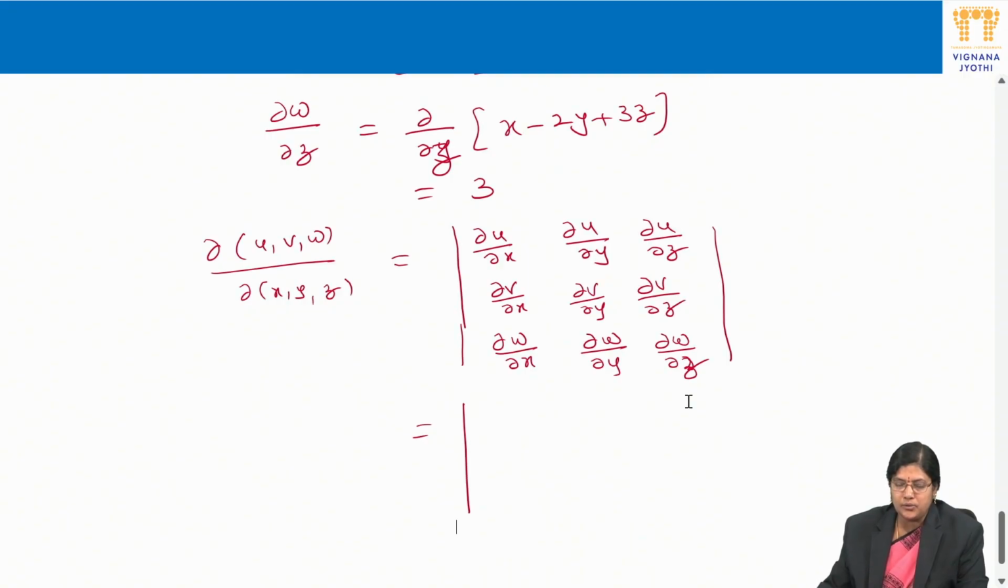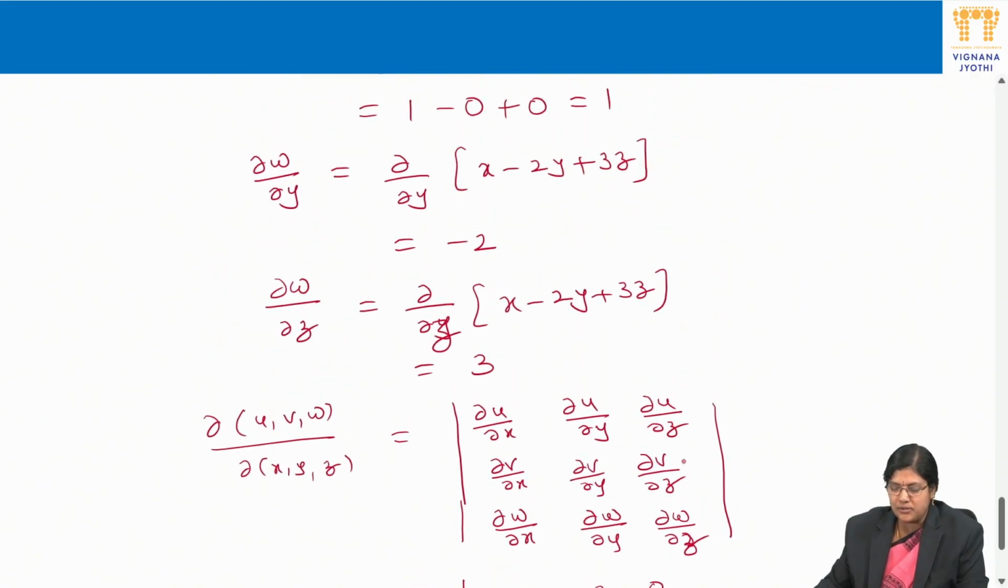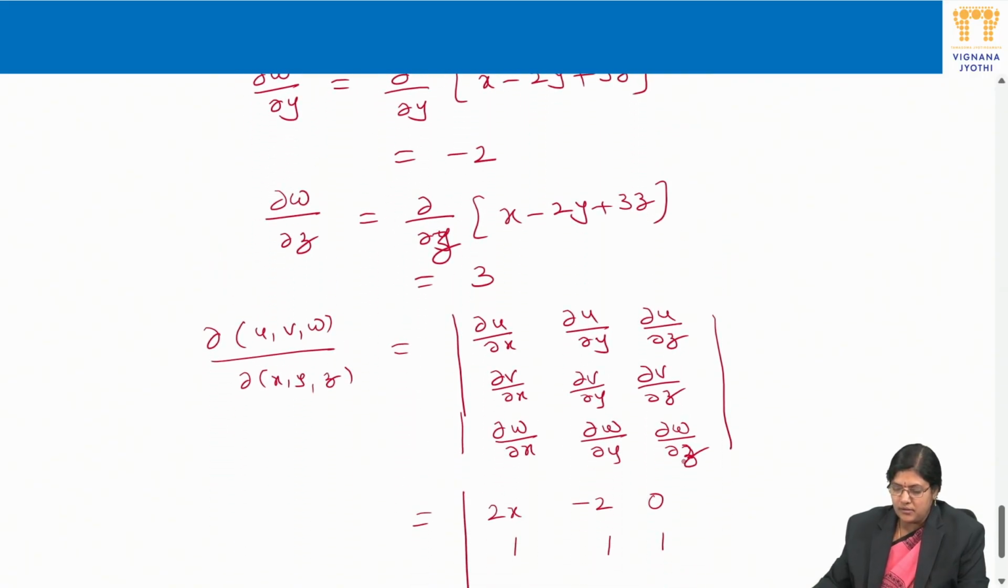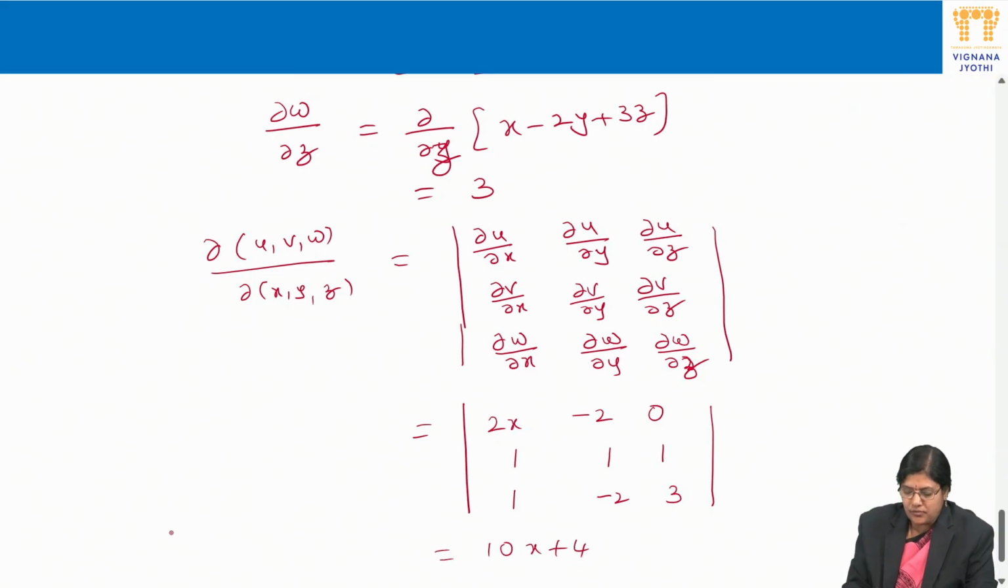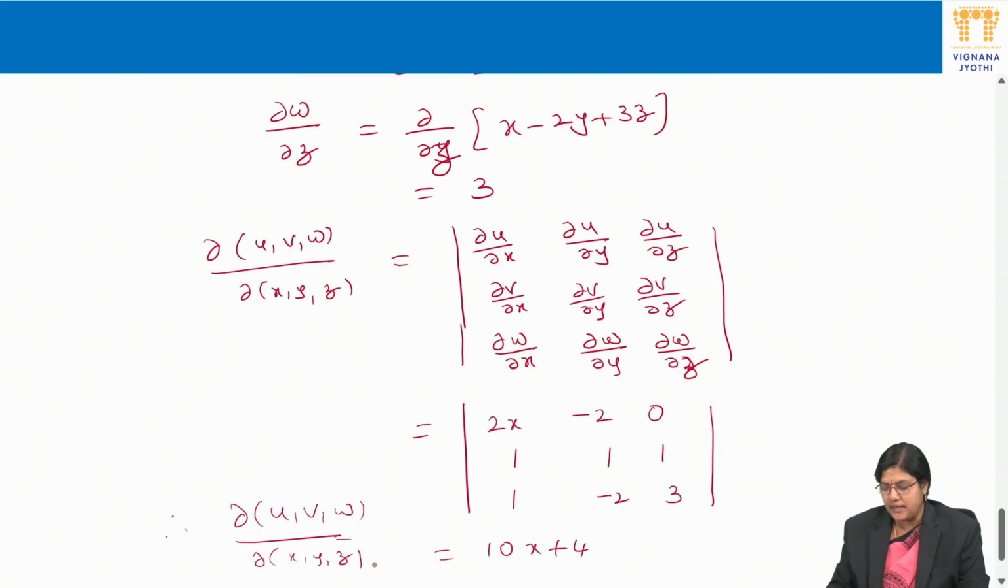Dou u by dou x value is 2x, dou u by dou y is minus 2, dou u by dou z is 0, dou v by dou x is 1, dou v by dou y is 1, dou v by dou z is also 1. Next, dou w by dou x is 1 from the previous step, dou w by dou y is minus 2, dou w by dou z is 3. Expanding this determinant, we finally get 10x plus 4. Therefore, the Jacobian of u comma v comma w with respect to x comma y comma z is equal to 10x plus 4.